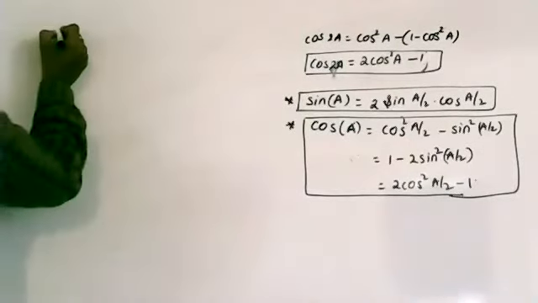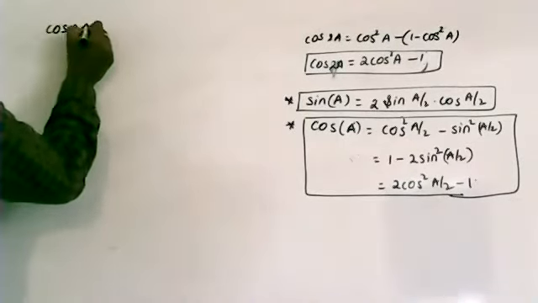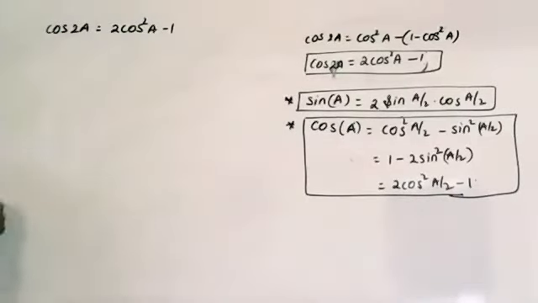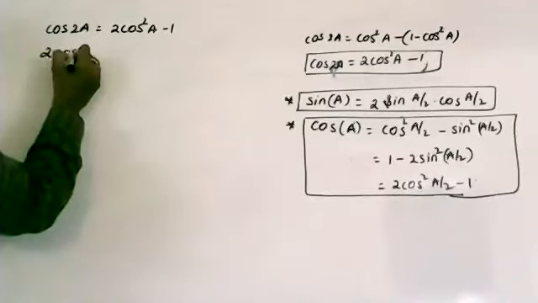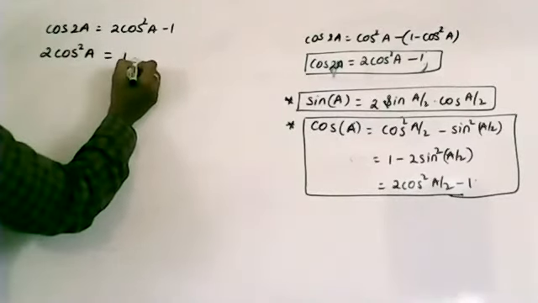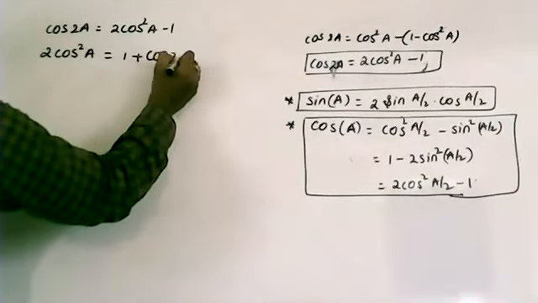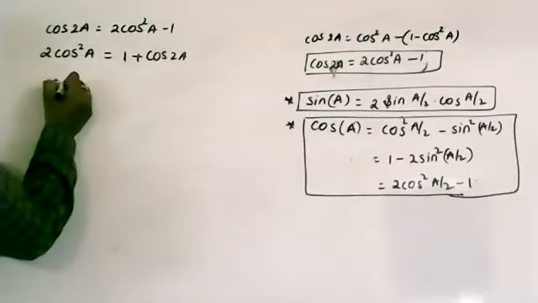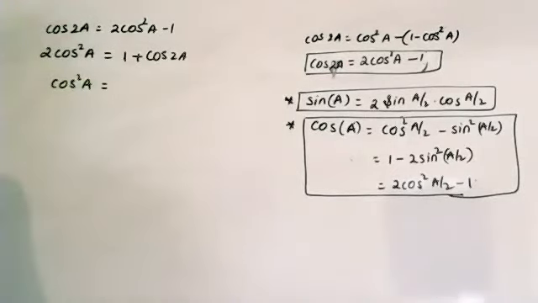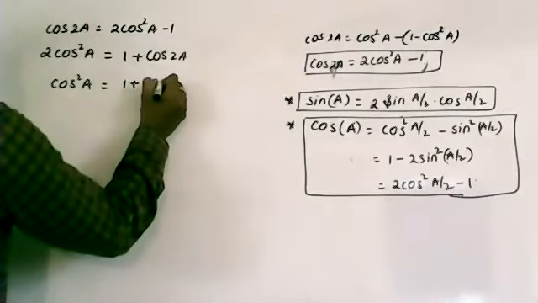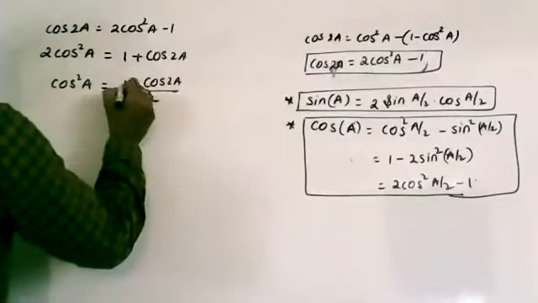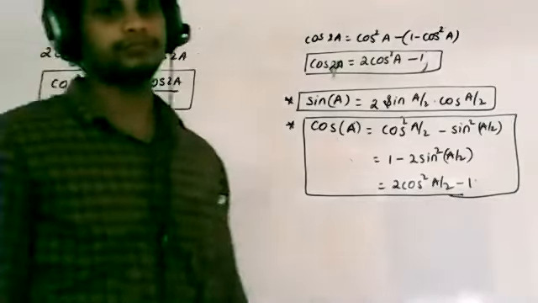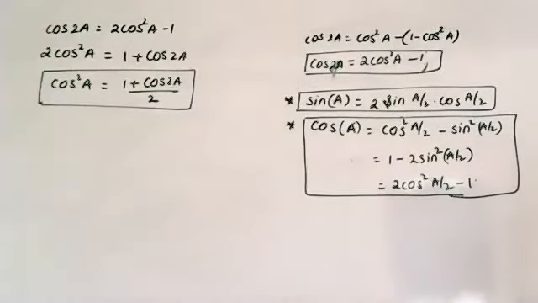Are you clear? Or else I can take cos 2a is equal to 2 cos square a minus 1. I will take this relation. So from this relation, I will write like this. So 2 cos square a is equal to 1 plus cos 2a. I will bring this 1 to the left hand side. Then cos square a is equal to, are you clear? 1 plus cos 2a by 2. So this is the equation for cos square a. Clear? This is the equation for cos square a.